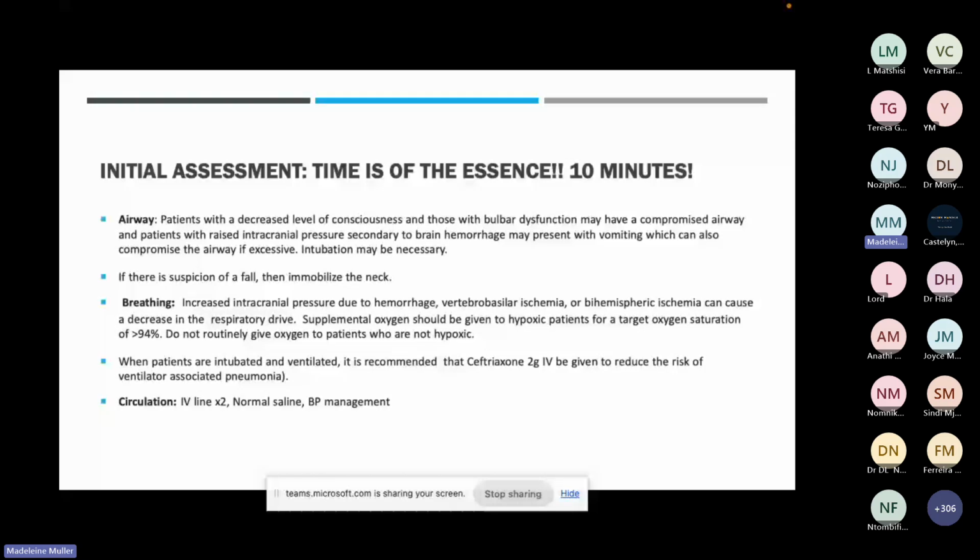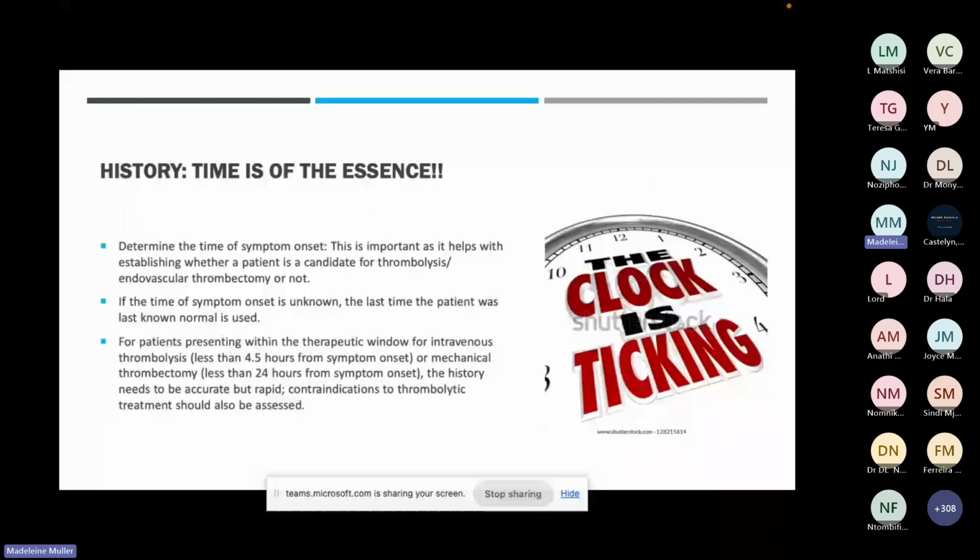Preferably normal saline should be given. I will go through fluid management a bit later, as well as blood pressure management, which I'll also go through a bit later. So again, time is of the essence. You only have 10 minutes to get all of this done.